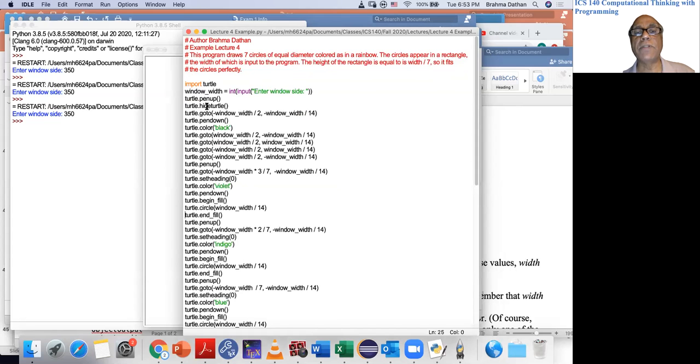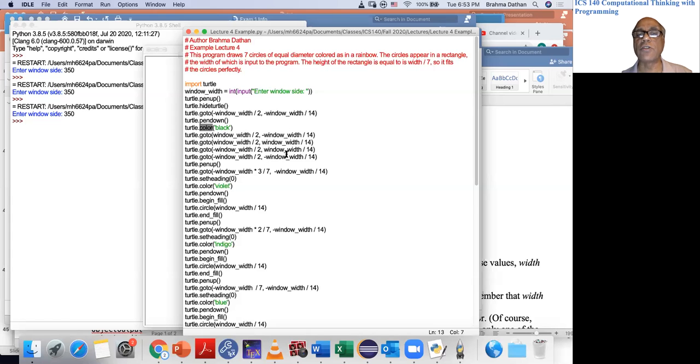Then put the pen up, hide the turtle so that I don't see that arrow. The turtle is shown by an arrow. Then go to this leftmost corner, bottom. Put the pen down, change the color to black. If you set turtle.color, it changes the pen color as well as the fill color, okay? So this would be a convenient thing to do if you want the same color to be applied for filling as well as for the outline. Then go to each coordinate that is given in the pseudocode.